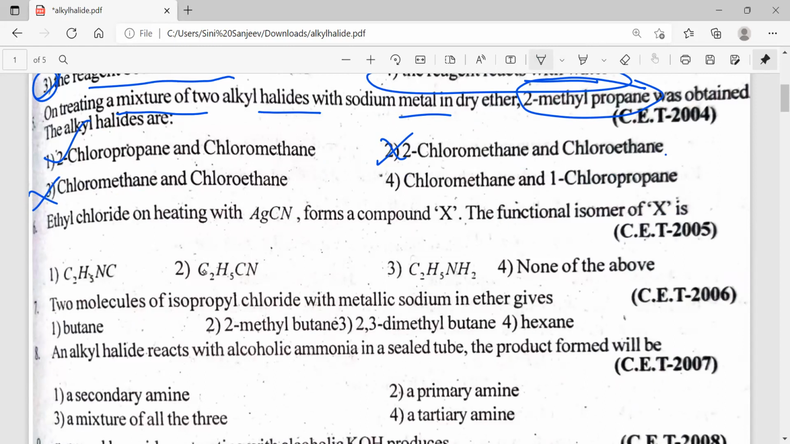Sixth one, ethyl chloride on heating with AgCN forms a compound X. The functional isomer of X is which one? Sixth one. Ethyl chloride on heating with silver cyanide forms a compound X. The functional isomer of X is which one?